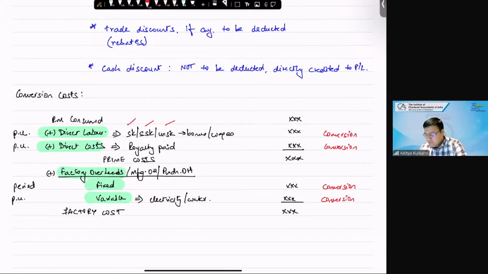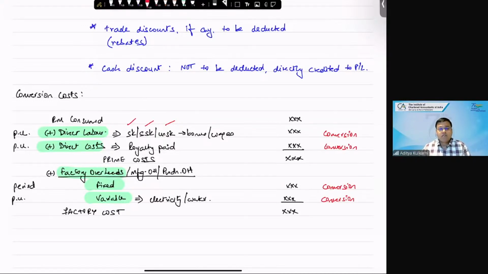So raw materials plus direct labor plus direct cost, this becomes something known as your prime cost. Have you people studied costing, cost accounting, management accounting? Yes, sir. Okay. So this is essentially the cost sheet format. Raw material consumed plus direct labor plus direct cost gives you something known as prime cost.